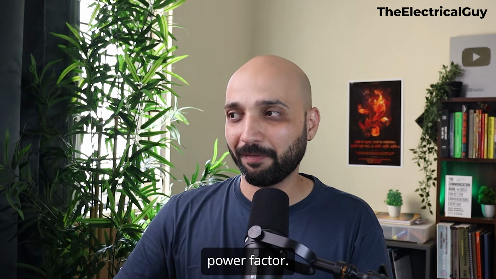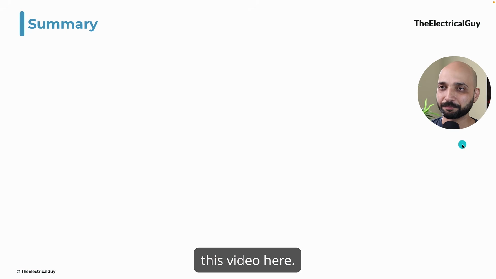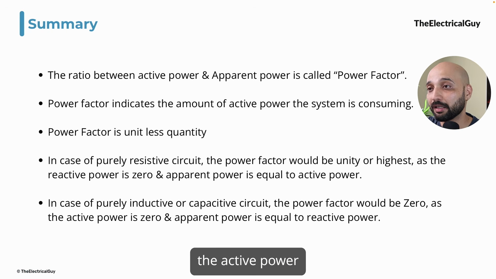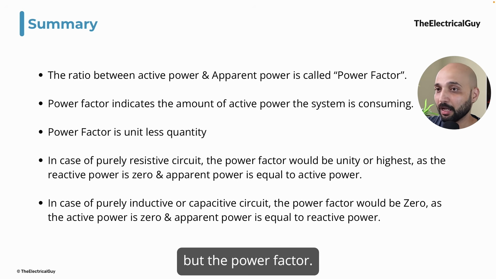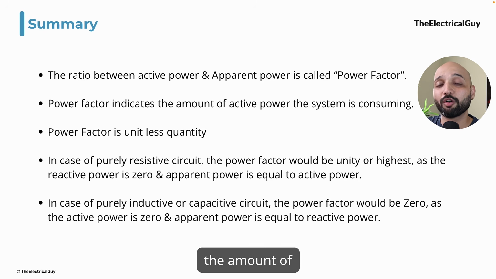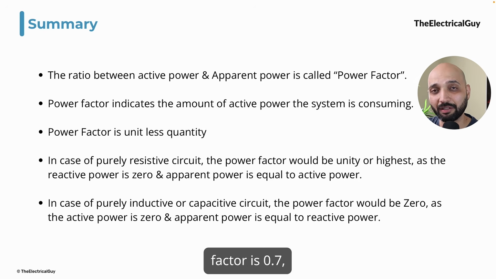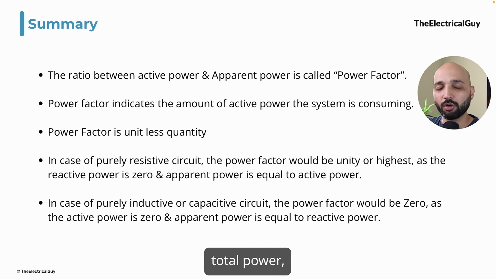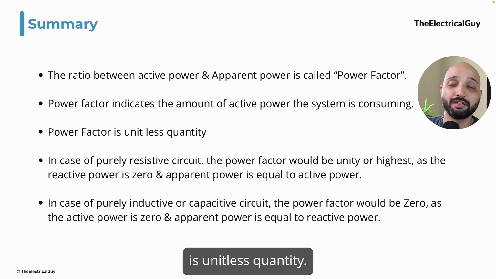All right, so now let us summarize this video here. So what is power factor? Power factor is the ratio between the active power and apparent power. That is nothing but the power factor. Now, power factor indicates the amount of active power the system is consuming. So when we say power factor is 0.7, that means 70% of the power that you are consuming, total power, is active power, and the balance 30% is the reactive power. Power factor is a unitless quantity.